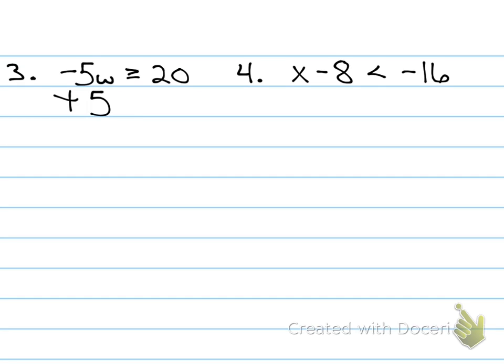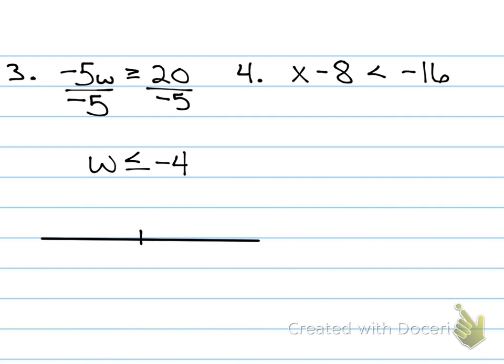That is wrong. Do not add 5. That is not a subtraction sign. That is a -5 times W. Divide both sides by -5. And remember what happens if you have to divide or multiply by a negative number to solve an inequality. What happens to your sign? You got to flip it. So now it's less than or equal to.